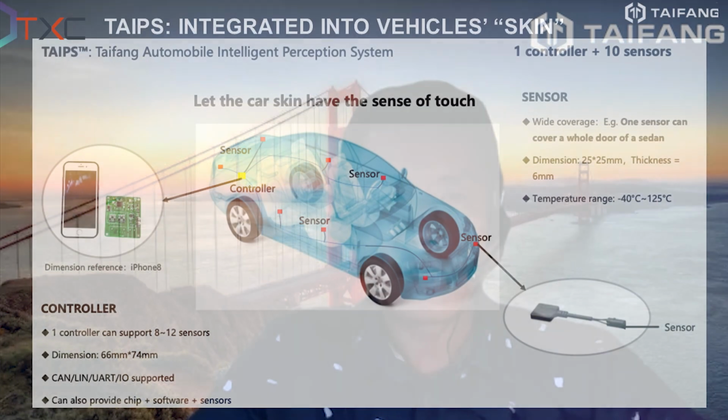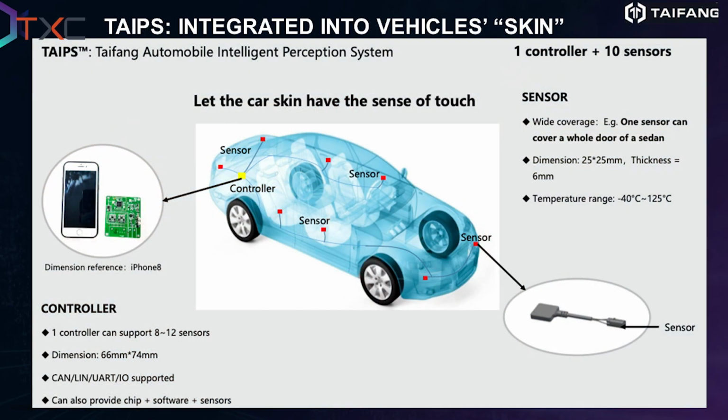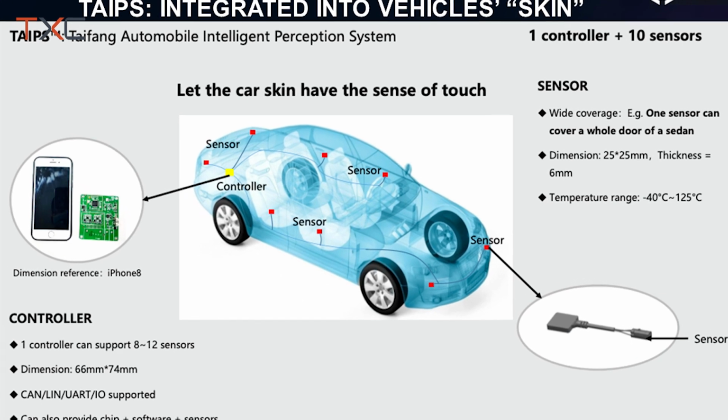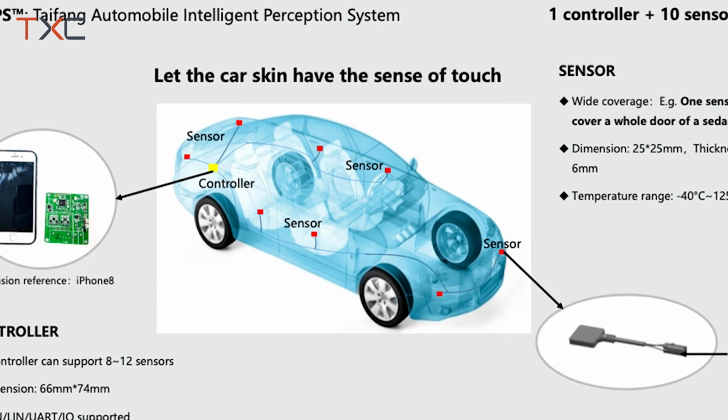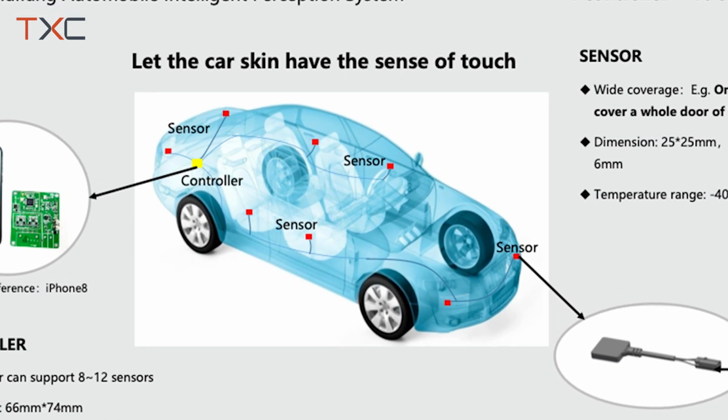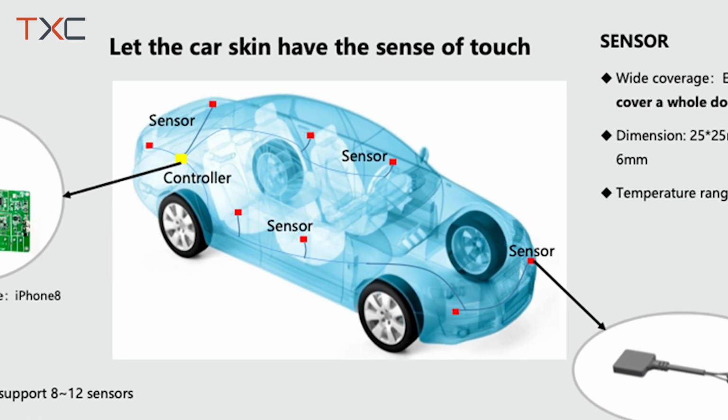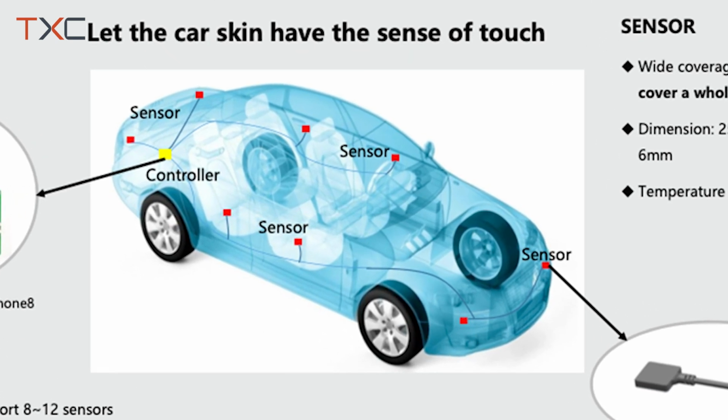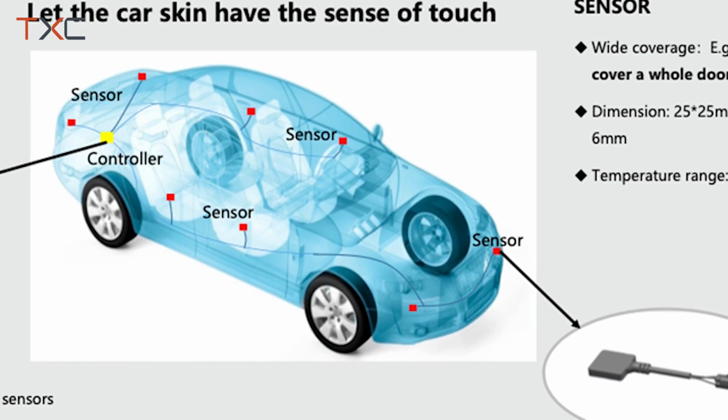TAIPS stands for Taifang Automobile Intelligent Perceptions. We're using a very similar technology for auto. TAIPS is only used for auto, so it's 100% the application. If we talk about tablets, it's for auto. So the theory behind that is we put some sensors in the bumpers and also on the doors, and we also have a so-called central controller module somewhere sitting in the car.